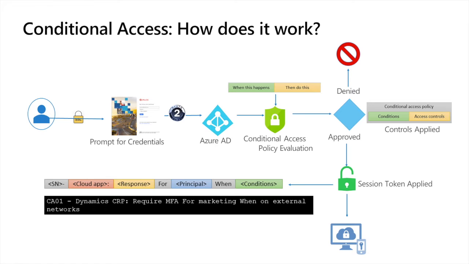And if you look under the slide here, what's not commonly known is that for conditional access rules, you can actually put numbers on it. And when you number your policies, they actually run in order, and that can be really useful. So you see here, we've got a serial number of CA01. The cloud app is Dynamics. The response is, I require MFA for the marketing group if they're on external controls. Okay, and that's how the conditional access policy is constructed.